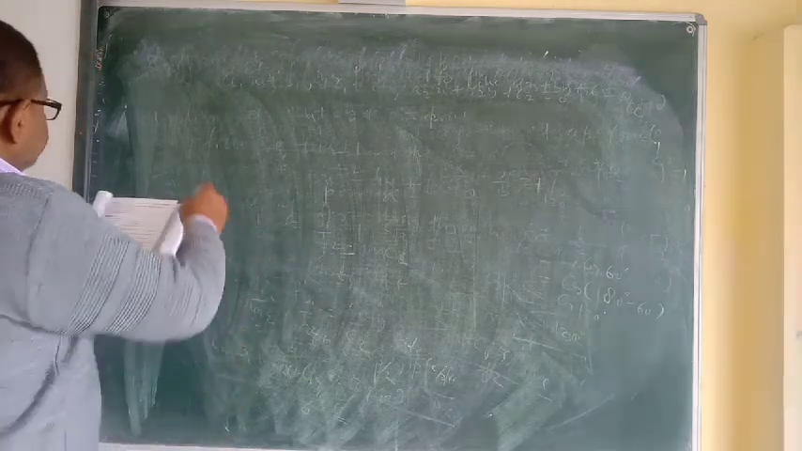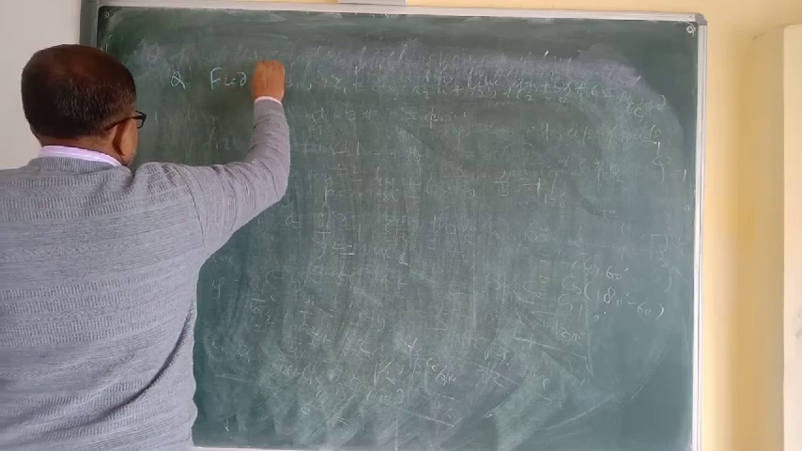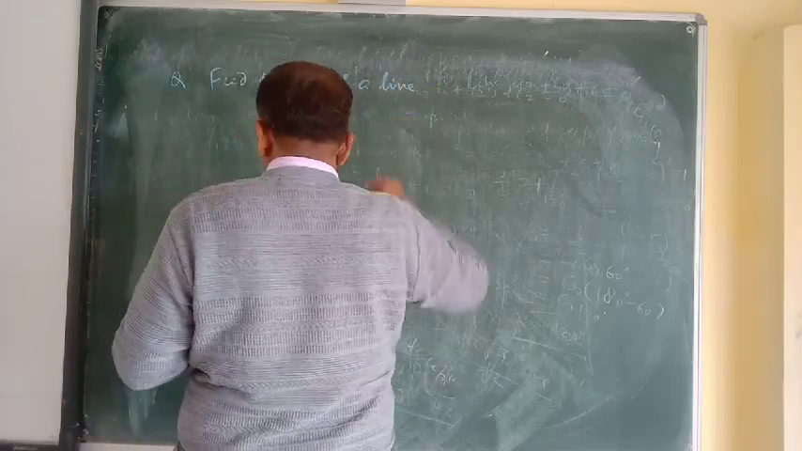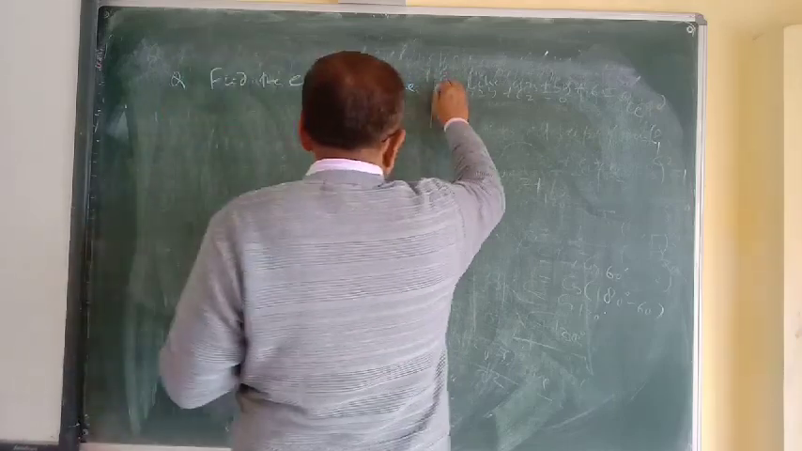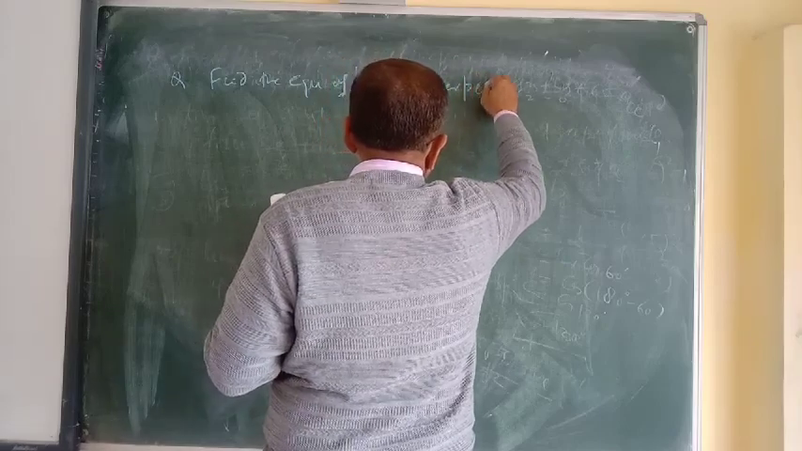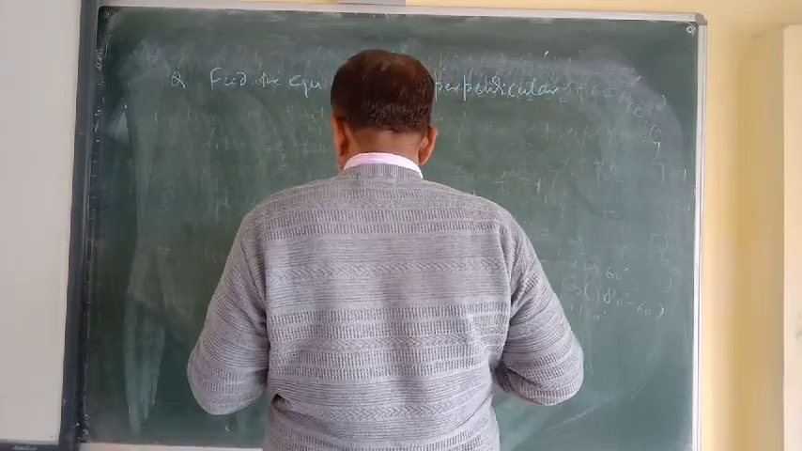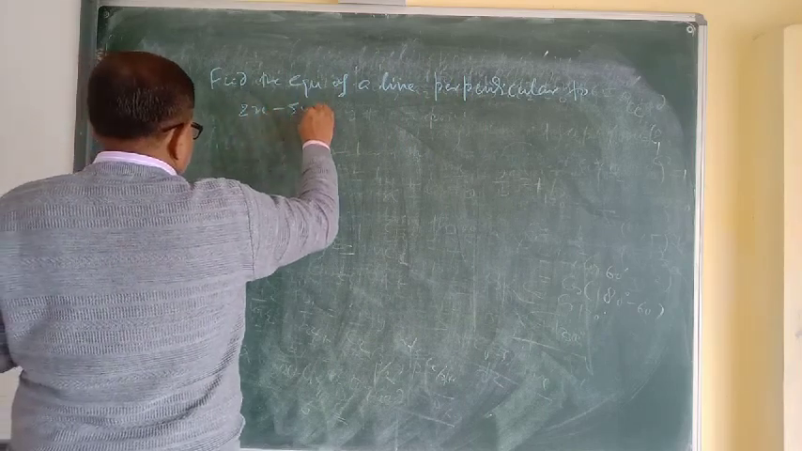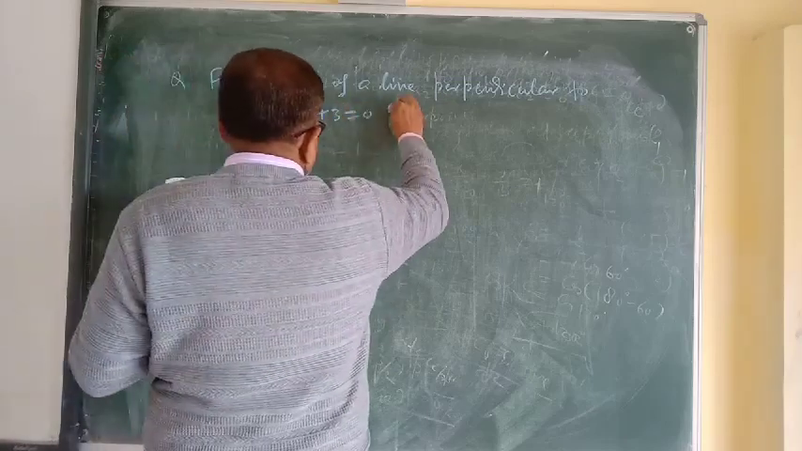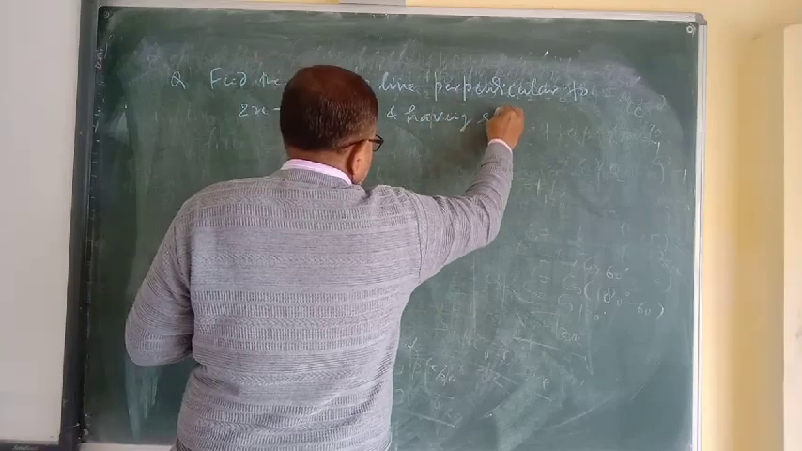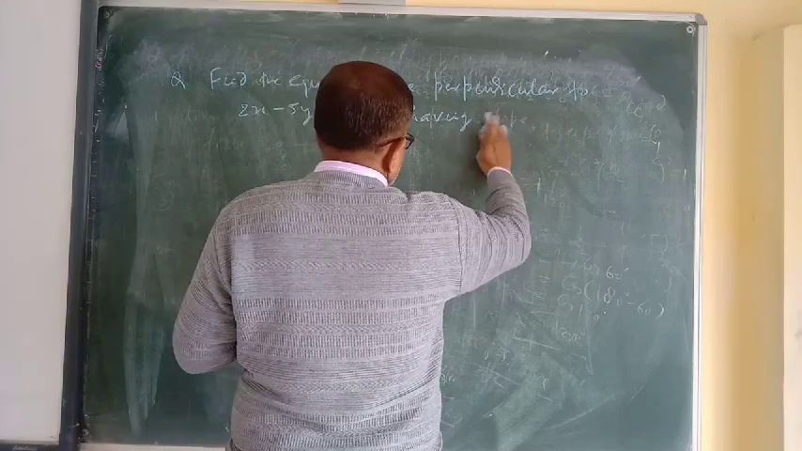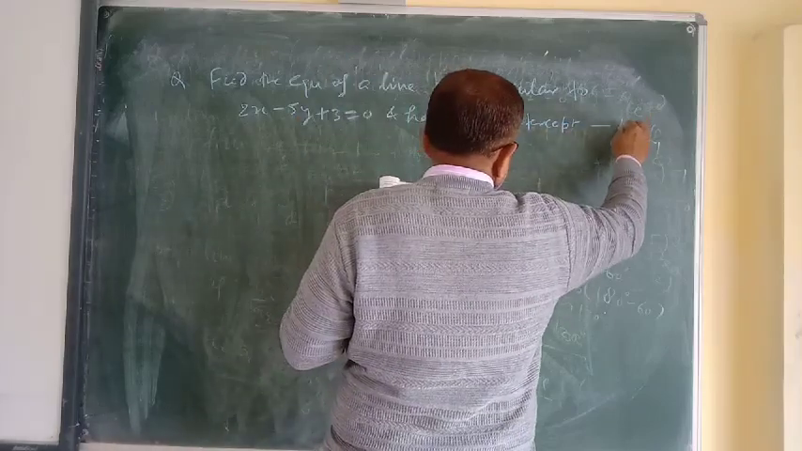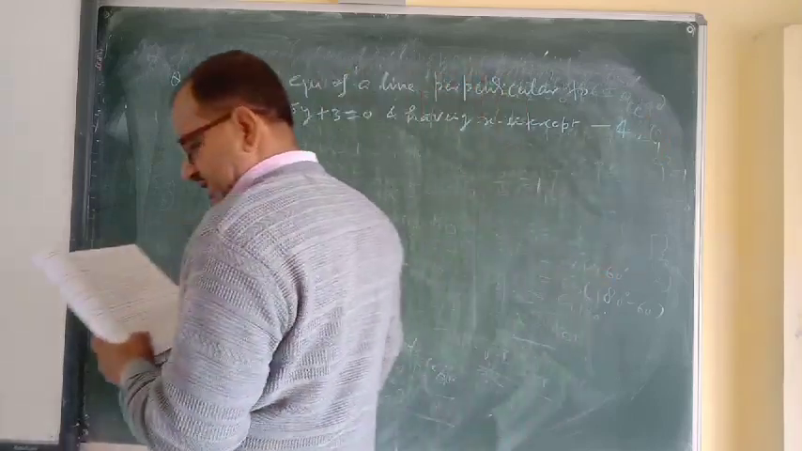See the question. Find the equation of a line perpendicular to 2x minus 5y plus 3 is equal to 0 and having x-intercept minus 4. Having x-intercept minus 4.